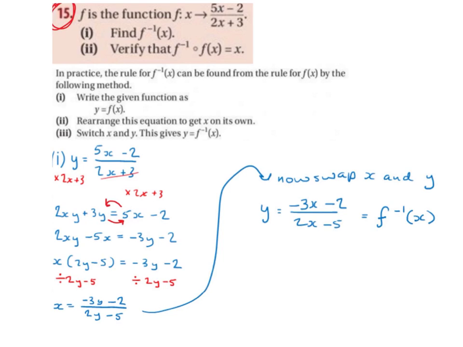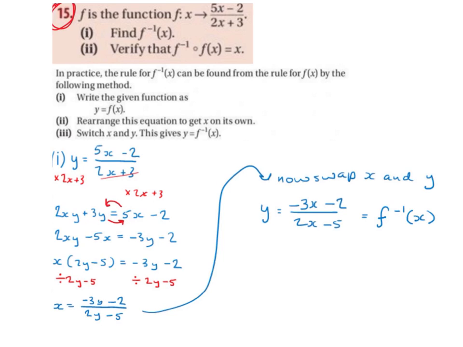So what we want to do in our second step is to rearrange the equation to get the x on its own. So we're going to start off by multiplying both sides by the denominator, which is 2x plus 3. So multiplying the right hand side by 2x plus 3 will just cancel out that 2x plus 3. And multiplying the left hand side by 2x plus 3, we get 2x times y, which is 2xy, and 3 times y, which is 3y. And this is equal to 5x minus 2.